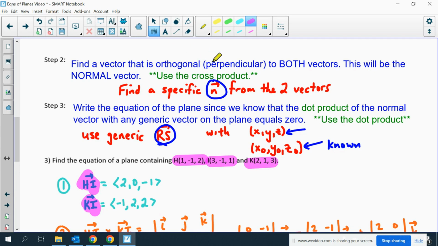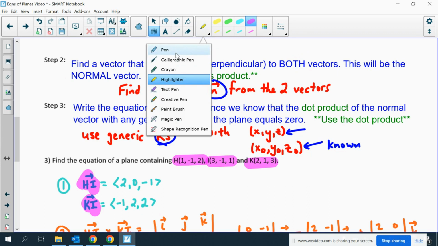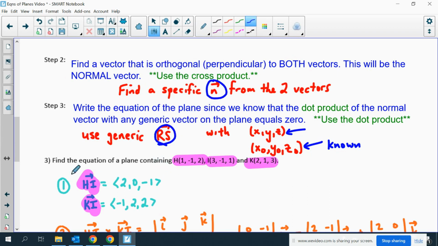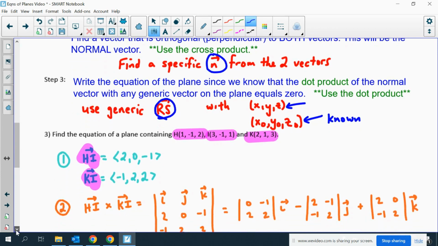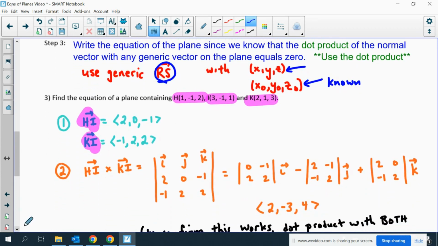Step 2, you find an orthogonal vector to both vectors. So we use the cross product. We've done that a few times. You take the things you get in step 1, you use the cross product with i, j, k on the top in order to find a normal vector. So this is your normal vector to the plane. After you do all the work, you get 2, negative 3, 4.